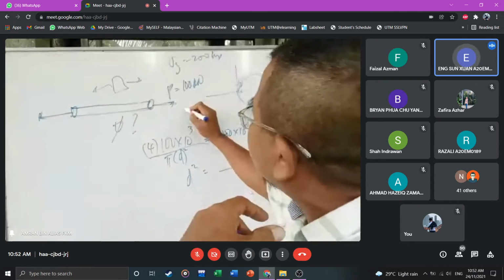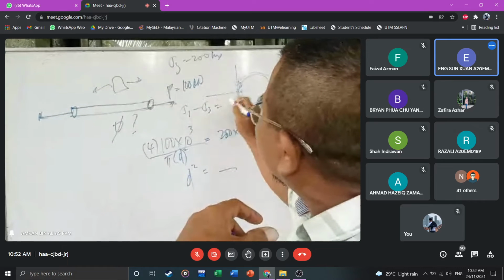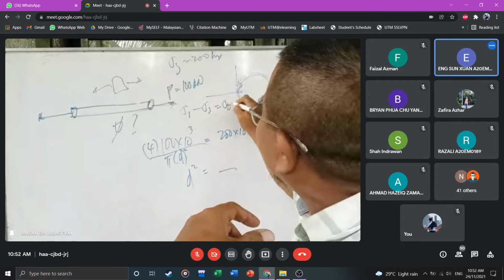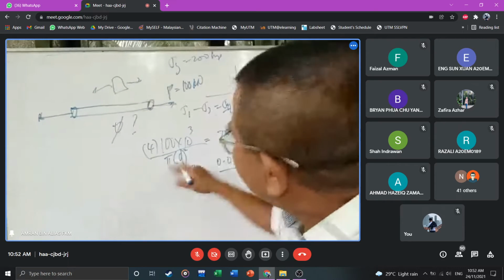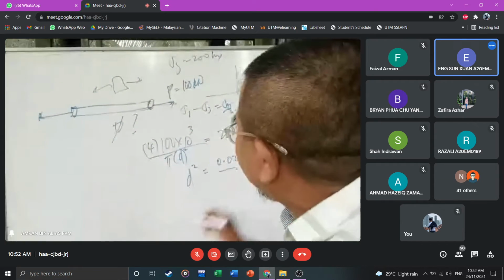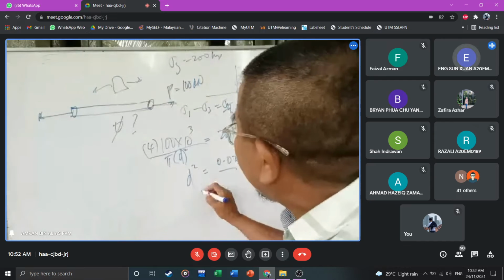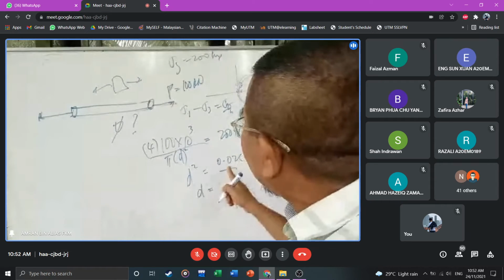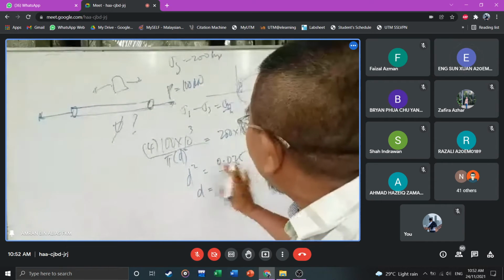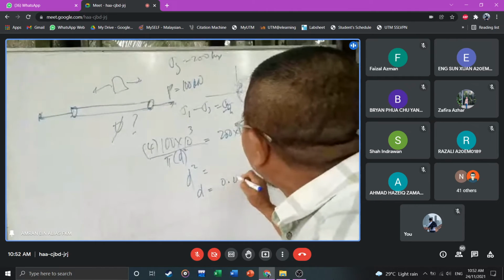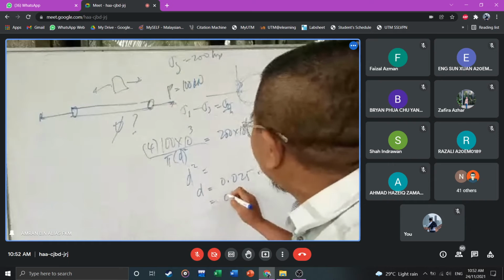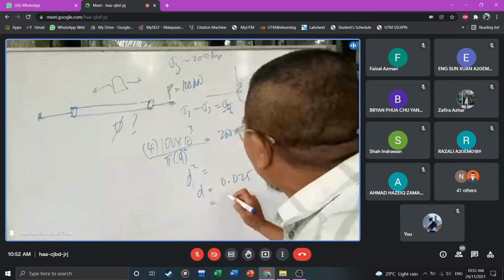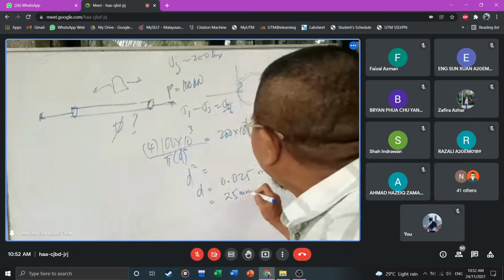Square root of D, 0.025. Then square root it. There's your D. So 0.025 meter. So it's equal to what? It's equal to 25 mm.